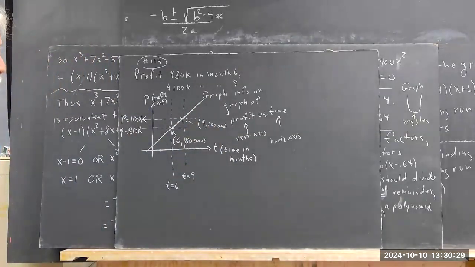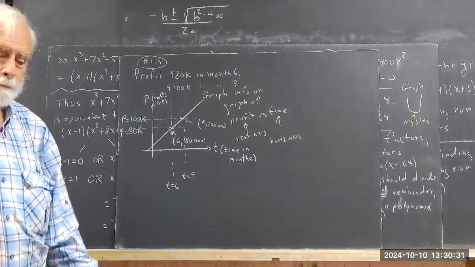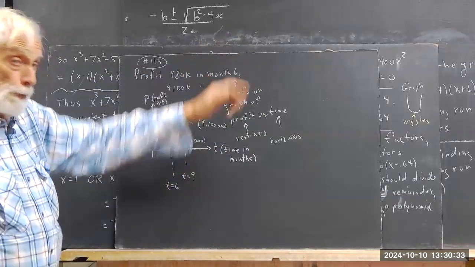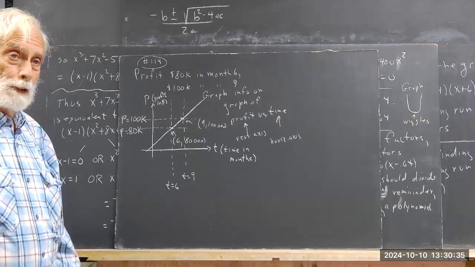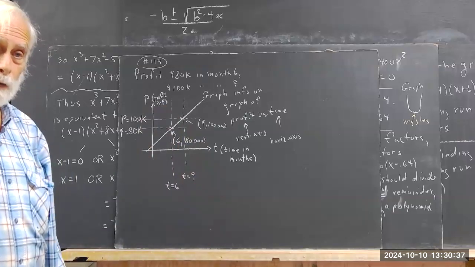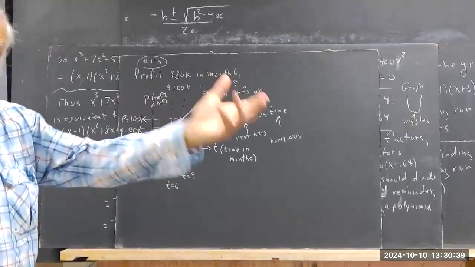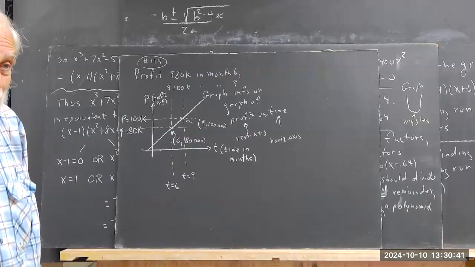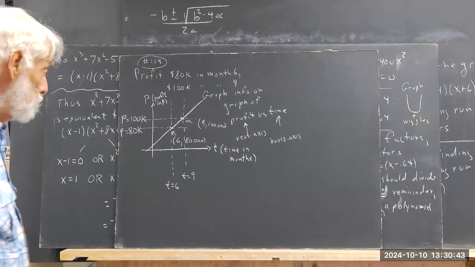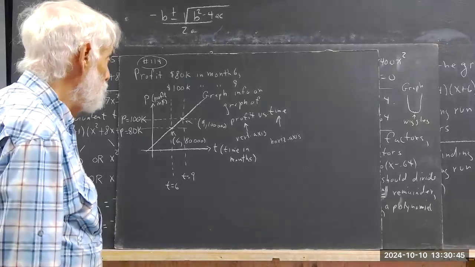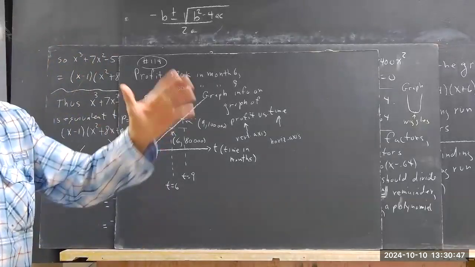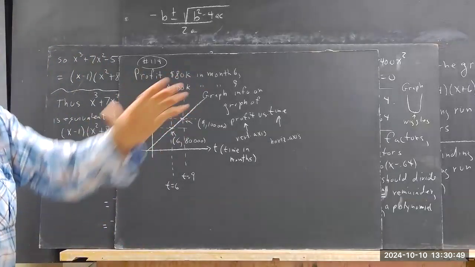Now that straight line probably doesn't go on that way forever. If it did, you'd be up to profit $1 million in a few years, right? And hopefully, yeah, it's your business. That's great. But profits are not going to continue to rise forever at a linear rate.